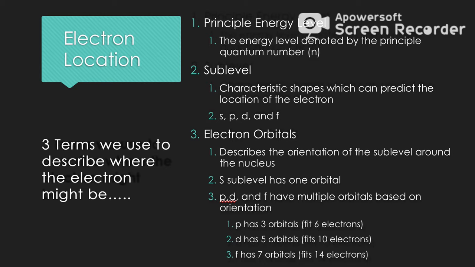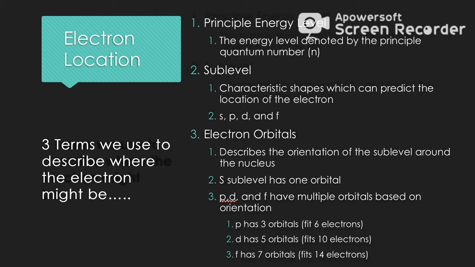If you remember Bohr's model of the atom, he had n equals 1, n equals 2, n equals 3, and 1 was closest to the nucleus, and 2 was the next one out, and next one out was 3, and so on. That just tells us our energy level is the principal energy level, and it's denoted by the letter n. Then we have our sublevels, which are just characteristic shapes which can predict the location of the electron.